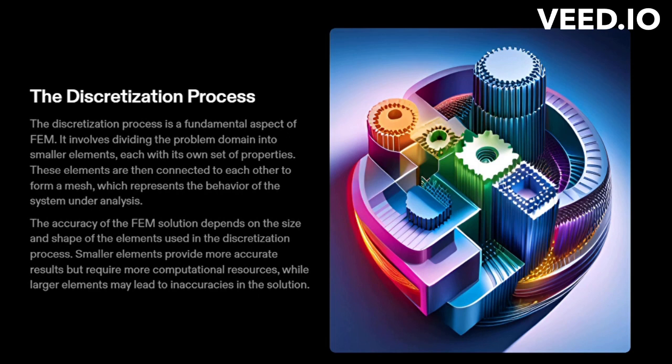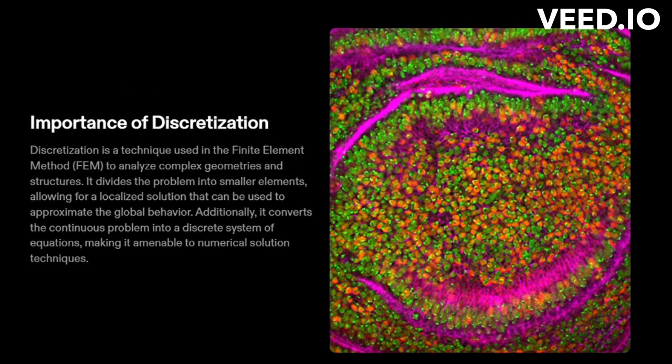The discretization process. The discretization process is a fundamental aspect of FEM. It involves dividing the problem domain into smaller elements, each with its own set of properties. These elements are then connected to each other to form a mesh, which represents the behavior of the system under analysis. The accuracy of the FEM solution depends on the size and shape of the elements used in the discretization process. Smaller elements provide more accurate results but require more computational resources, while larger elements may lead to inaccuracy in the solution.